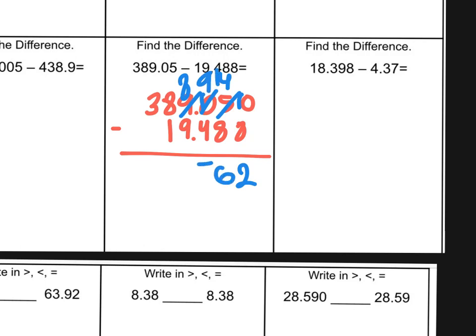9 minus 4 is 5. Your decimal goes straight down. This becomes a 7. 18 minus 9 is 9. 7 minus 1 is 6. And the 3 is right there. So our final answer is 369 and 562 thousandths.